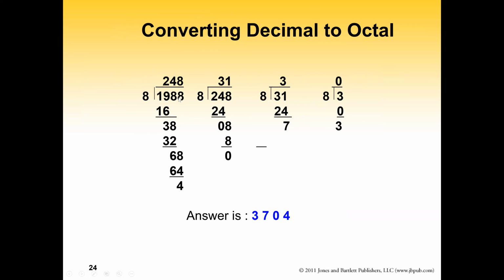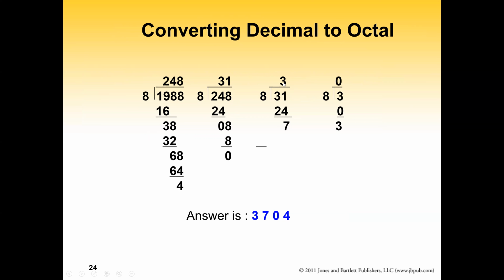So when we have the 248 remainder 4, the answer we have here, if it's greater than 8, we have to divide by 8 again. So we divide 248 by 8. We get 31 remainder 0. The answer we get here, 31, is still greater than 8, so we divide 31 by 8 again. The answer is 3 remainder 7.